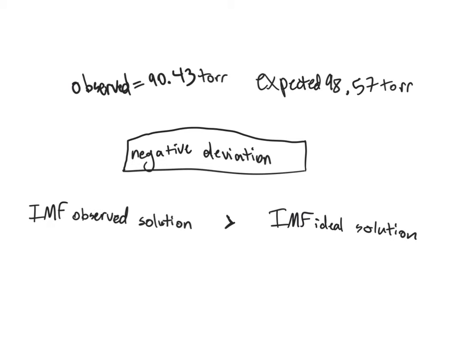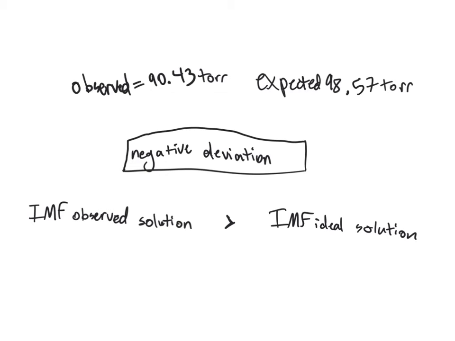Since the observed is 90.43 torr and the expected is 98.57 torr, and expected is like what you would expect the solution to do given your calculations, this means that it is a negative deviation, meaning that the actual one you saw, like in the experiment, was less than what you expected, had less pressure than you expected.